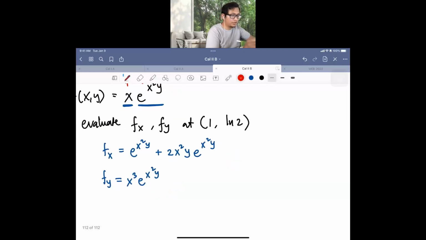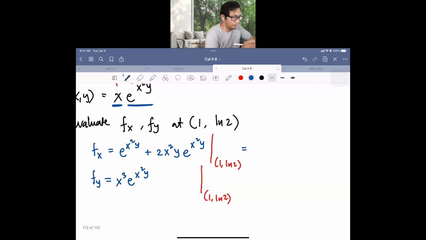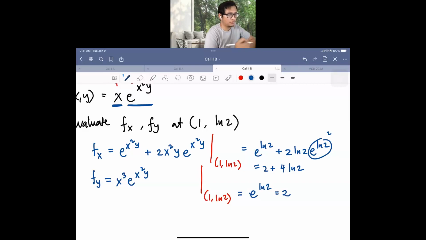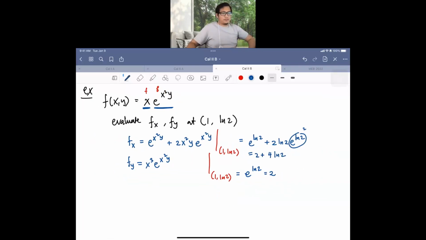Evaluate both at (1, ln 2). So this is supposed to be equal to e^(ln 2) plus 2 ln 2 e^(ln 2), or this will be 2 plus 4 ln 2, since e^(ln 2) is equal to 2.